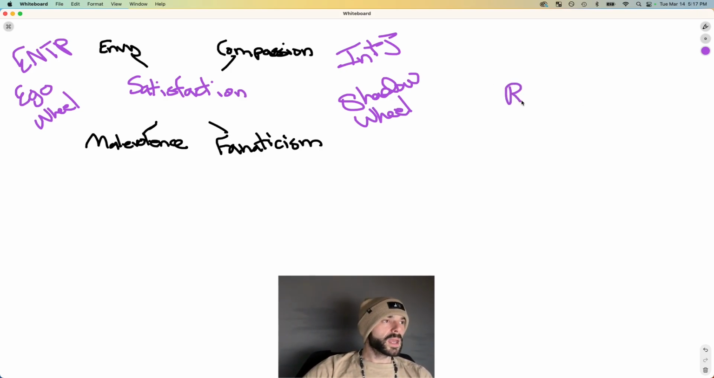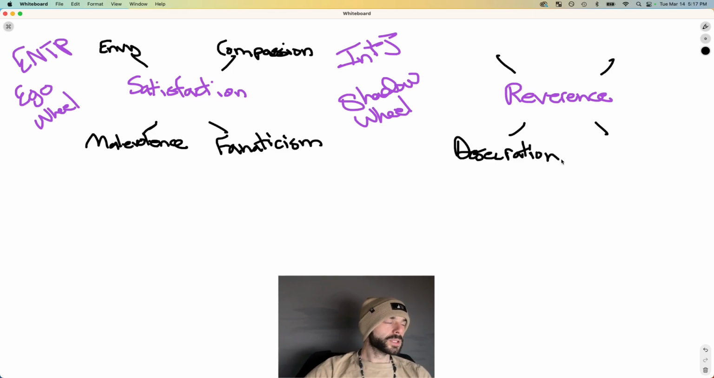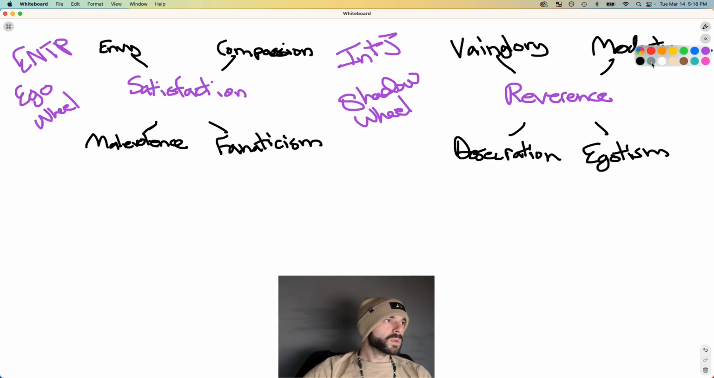So we have the cognitive origin, which we've been talking about a lot in season 18, with the cognitive origin of reverence. So ding, ding, ding, ding. And we have desecration down here, and then we have egotism. And then up here, other than desecration, we have the deadly sin of vainglory, and then we have the living virtue of modesty. Cool. Great. We got those things.